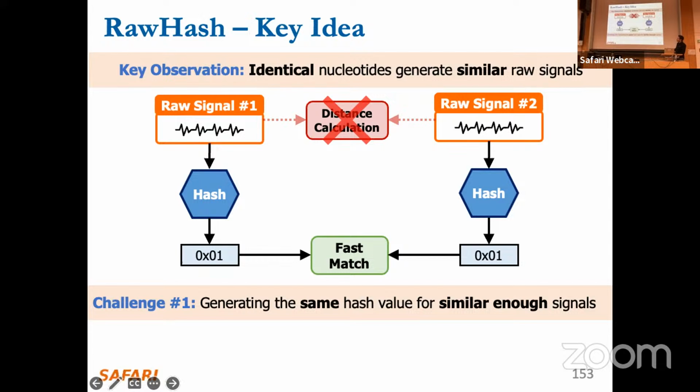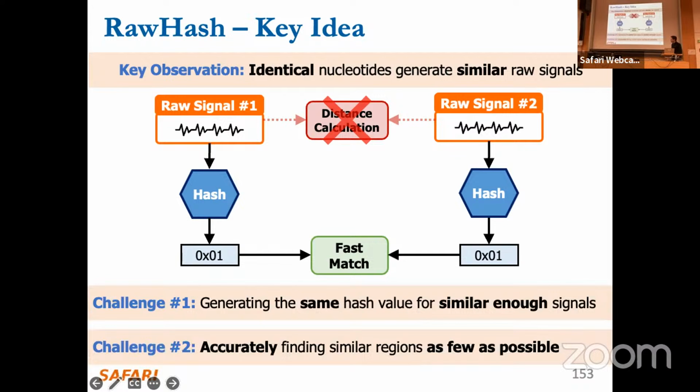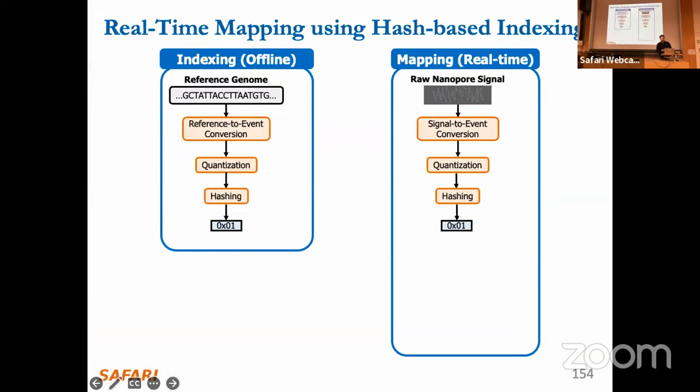Because usually, especially when you're using a locality-agnostic hash function, if your input is even slightly different, the hash value that you generate is going to be completely different. And of course, we want to accurately find similar regions, as few similar regions as possible, meaning we don't want to find hash matches in a million regions, but only a few hash matches, and those hash matches will be accurate. And these are some overview steps when we're performing real-time mapping while the sequencing is happening in RawHash without basecalling.